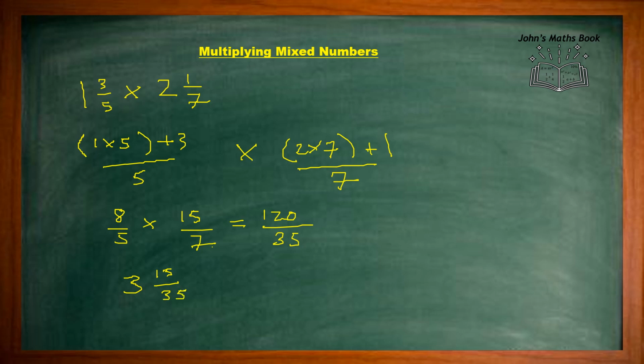And we can simplify the fractional part further. So the integer part is 3 and the fractional part is 15 over 35. Now 5 will divide into both the numerator and the denominator. So 5 divides into 15 3 times, and 5 divides into 35 7 times. So the answer is 3 3/7.